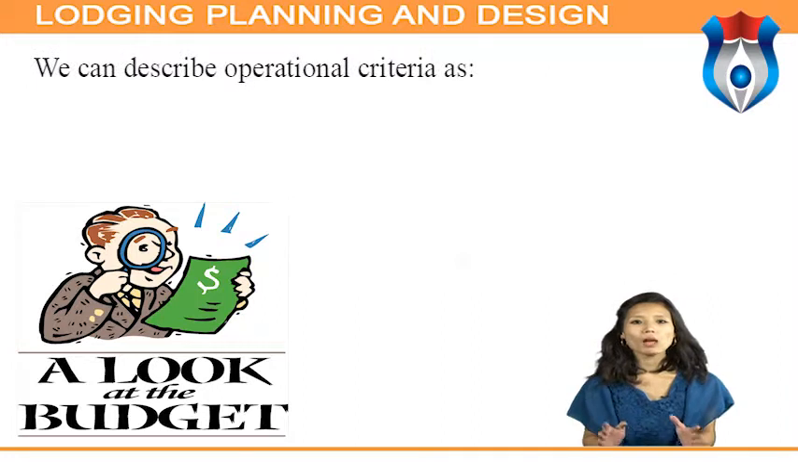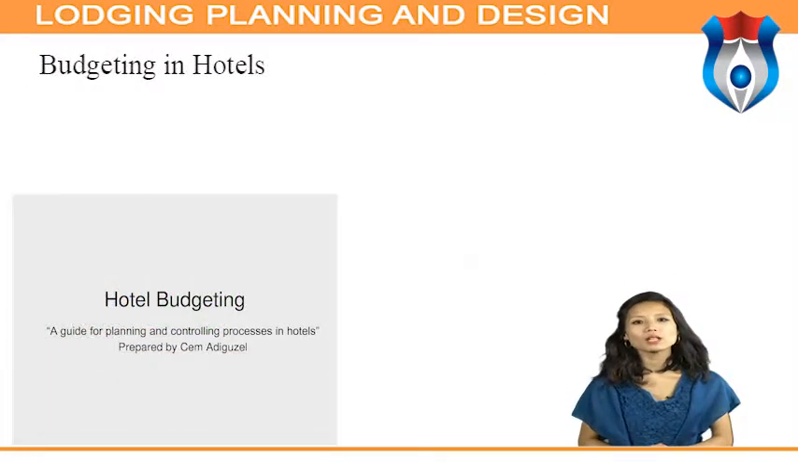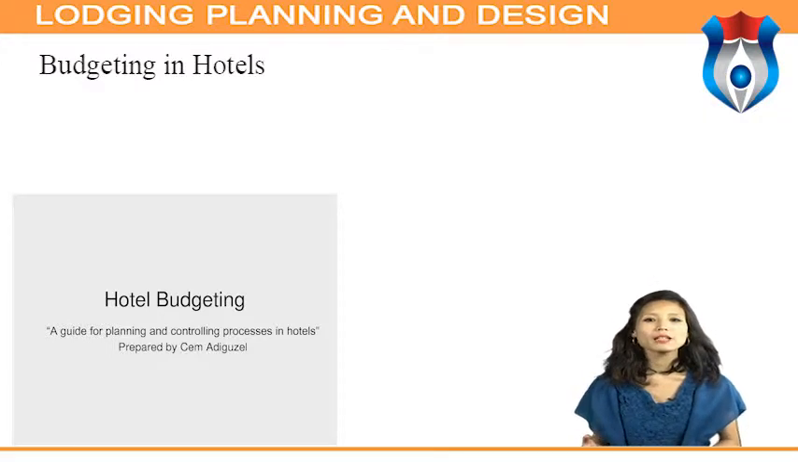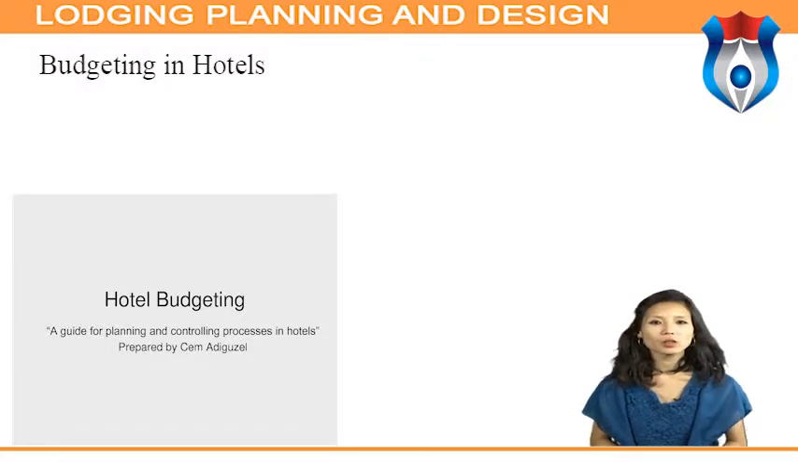We can describe operational criteria as budgeting in hotels. The management committee takes care of the budgeting in the hotel. All the department heads are responsible for creating the budget for their respective departments and send it to the financial controller for final approval. Budgeting is one of the main planning activities within the hotel.